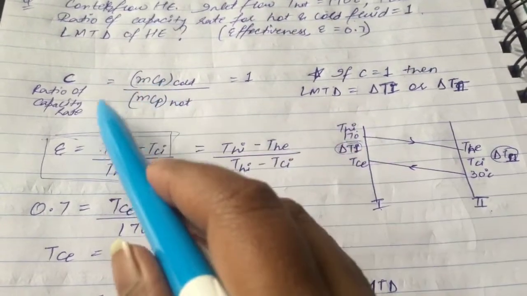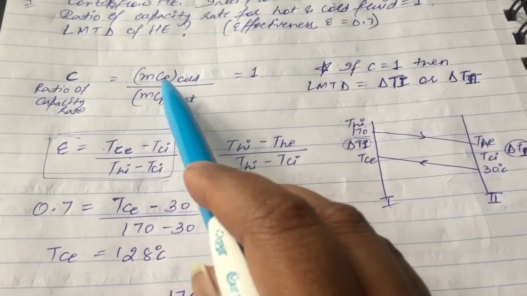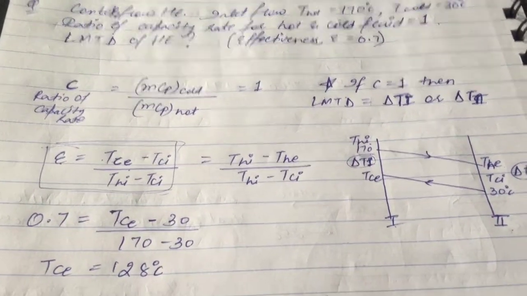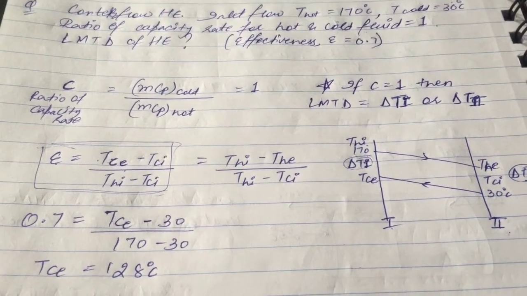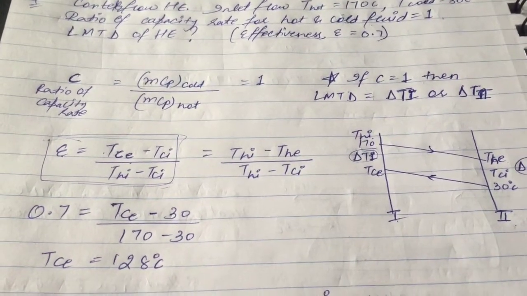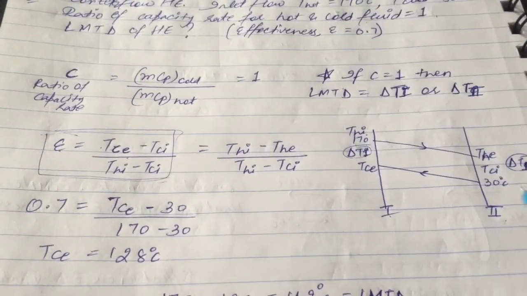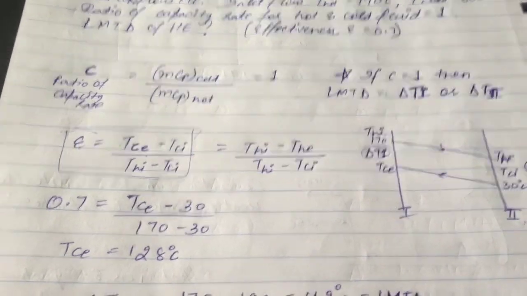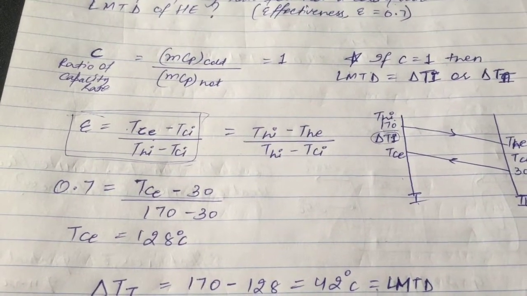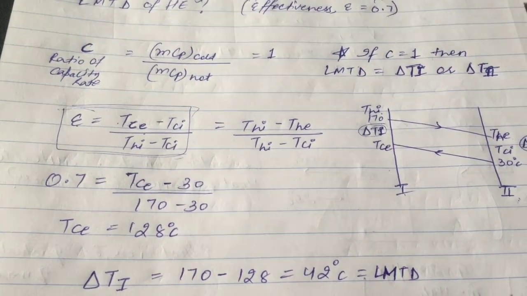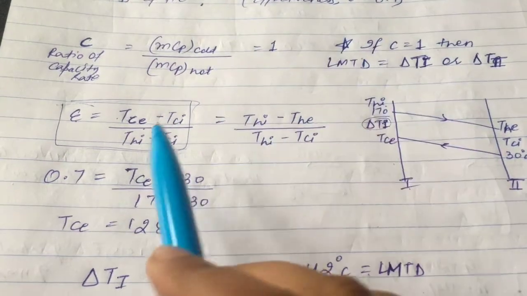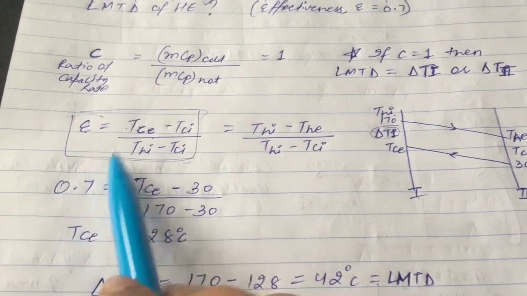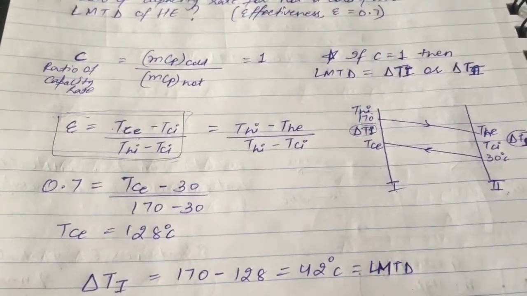So see, the ratio of capacity is given to us, which is basically m Cp of cold fluid by m Cp of hot fluid, and it is given as 1. So if our ratio of capacity is 1, then LMTD would be basically delta T of end 1 or delta T of end 2. Temperature difference of end 1 or temperature difference of end 2. So effectiveness we know is (Tce minus Tci) upon (Thi minus Tci), which is equal to (Thi minus The) upon (Thi minus Tci). So this is the formula of our effectiveness.